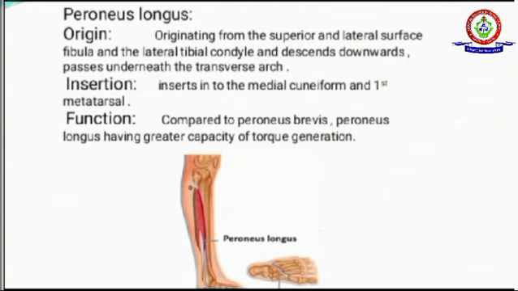Peroneus longus. Origin. Originating from the superior and lateral surface of fibula and the lateral tibial condyle, it descends downwards and passes underneath the transverse arch. Insertion. Inserts into the medial cuneiform and first metatarsal. Function. Compared to peroneus brevis, peroneus longus has greater capacity of torque generation.